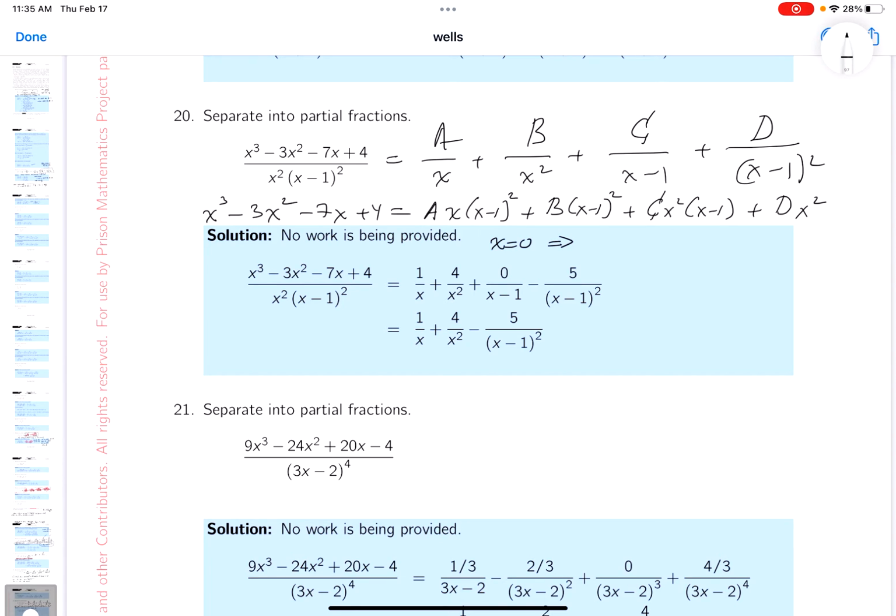Now, why is that? You get 4 on the left side. And on the right side, there's a lot of things that disappear. The first term, third term, and fourth term disappear. And what would you get over there? You would just simply get, let's see, if it's 0, you get just B, right? So what do I know B is? I know B is 4.